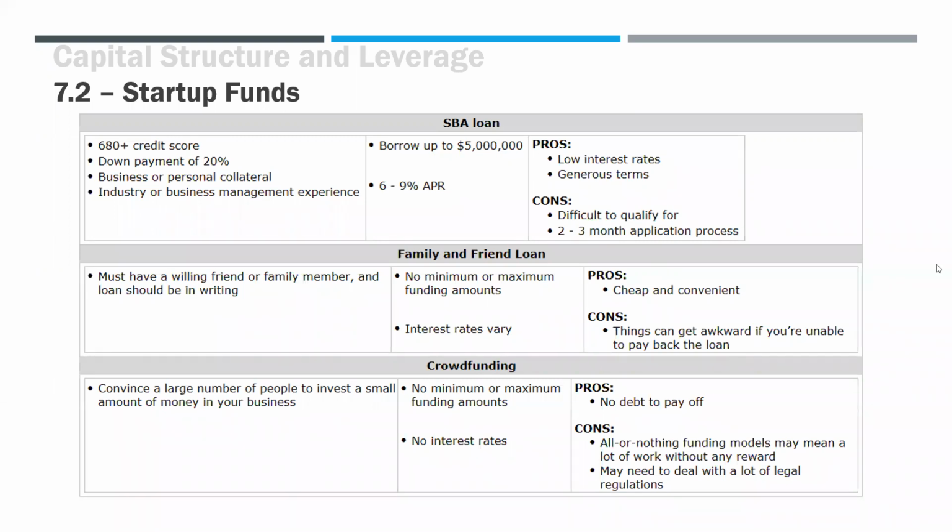The pros are it's cheap and convenient. Cons, things can get really awkward. If you have a business that fails and you end up owing a friend or a family member or both money, and you have to file a bankruptcy, they're out of luck. And yeah, that can get really awkward.